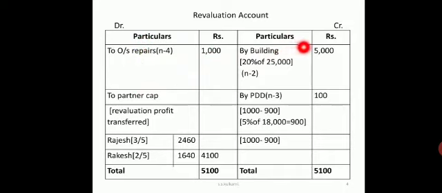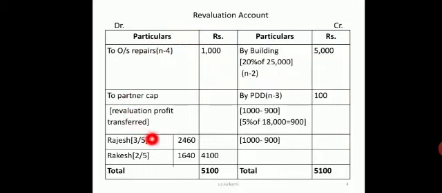Now take the difference between credit side and debit side. Credit side total is 5100. Debit side also write the same total of 5100. From 5100 minus 1000, the difference of 4100 has to be distributed among the old partners in the ratio of 3:2. So 3/5 will amount to 2460 and 2/5 will be 1640. So we complete the revaluation account.